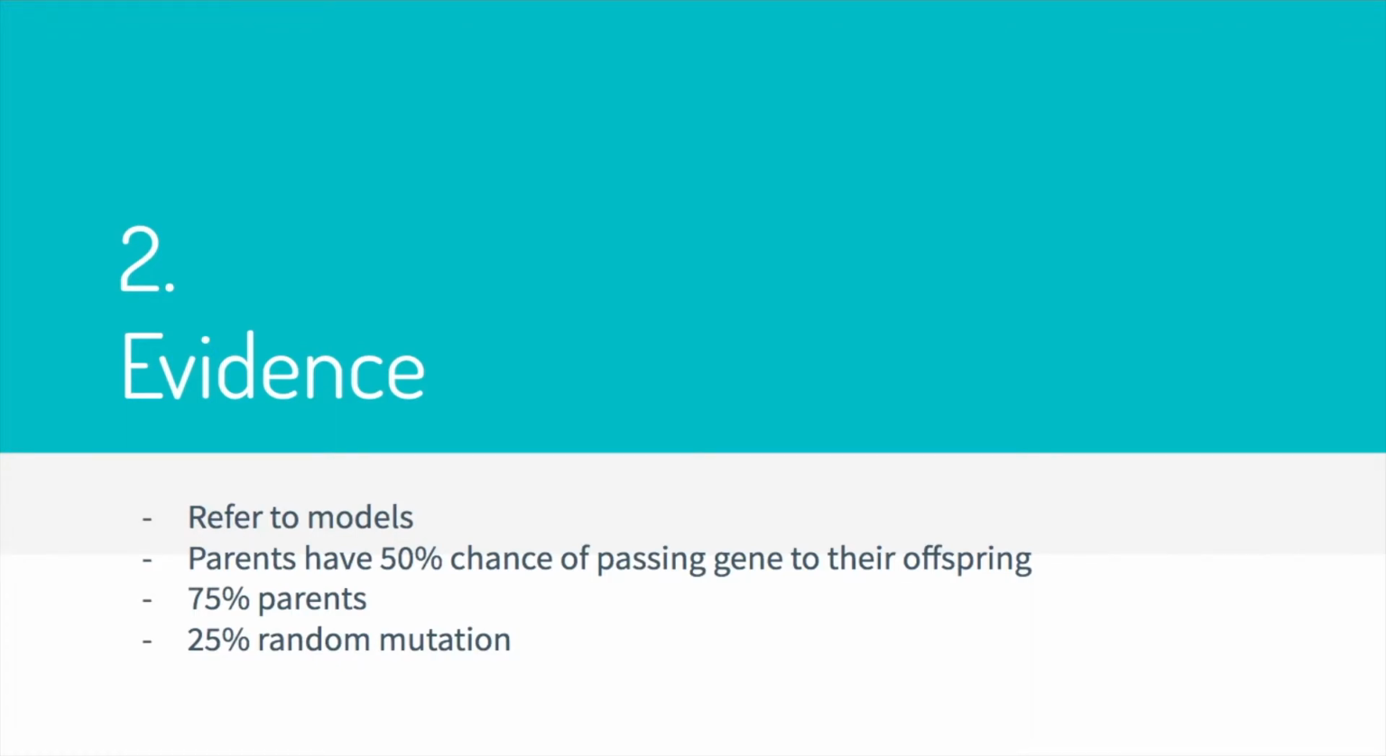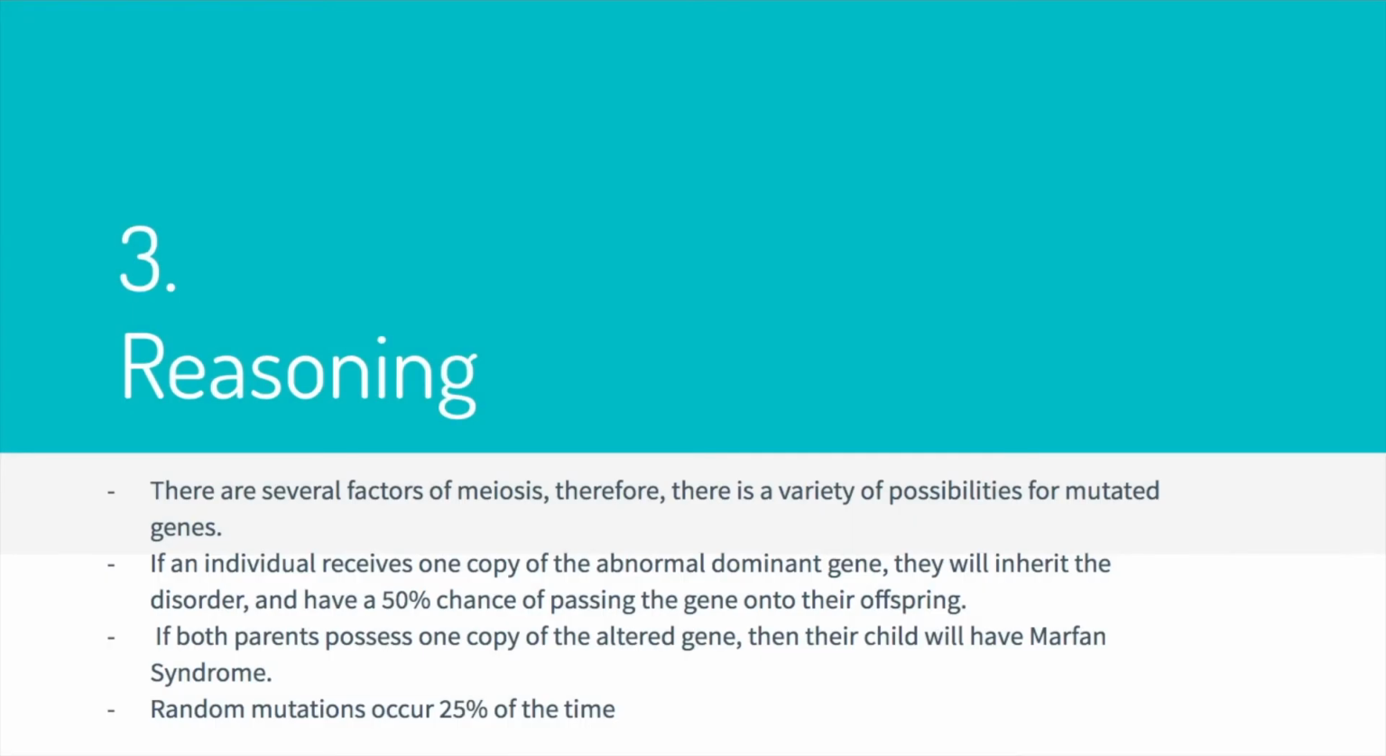Around 70% of the time, Marfan syndrome patients inherit the disorder from their parents, while 25% of the time, individuals inherit the disorder from a random mutation in the sperm cell or the egg cell, either one of the sex cells. Sex cells are produced through the process called meiosis, in which cell division occurs, which splits the number of chromosomes in half. There are several factors of meiosis, therefore there is a variety of possibilities for the mutated genes.